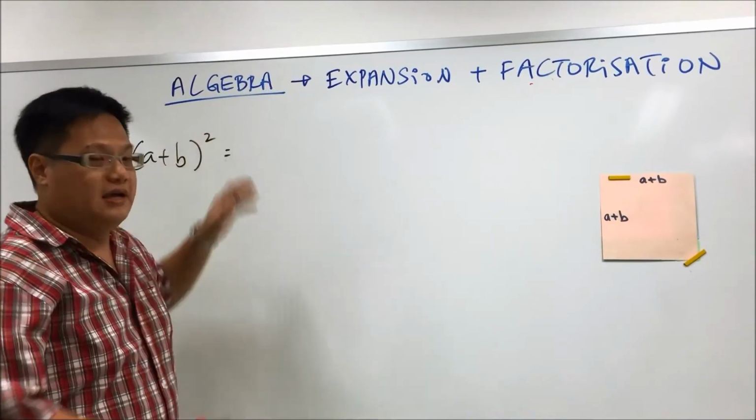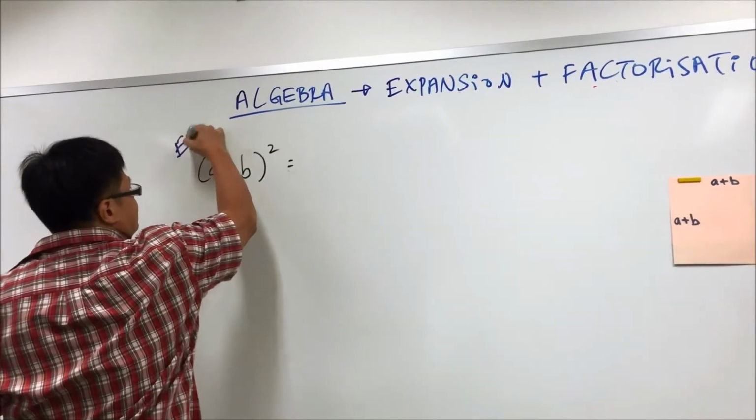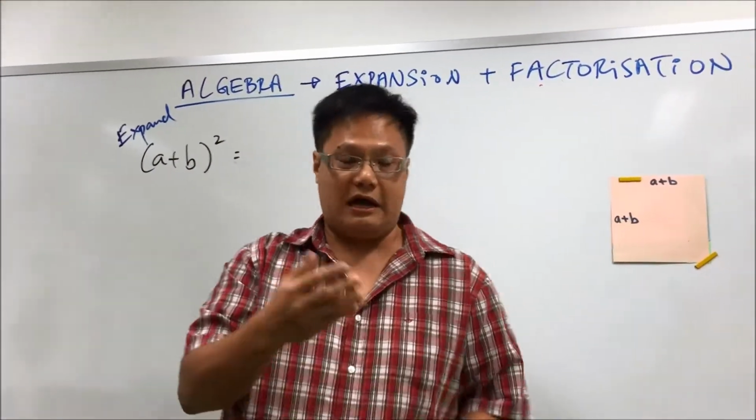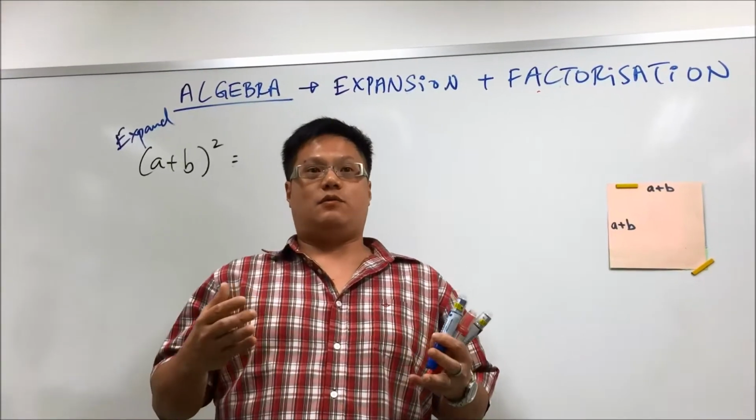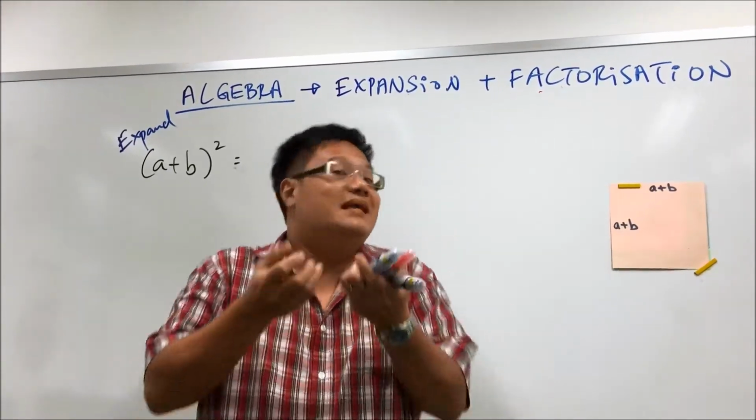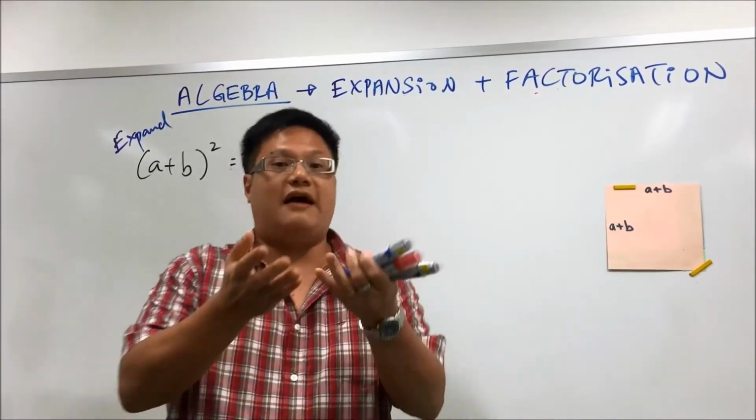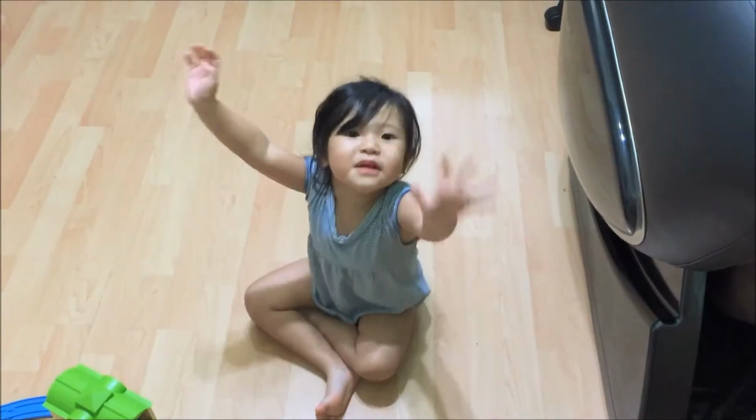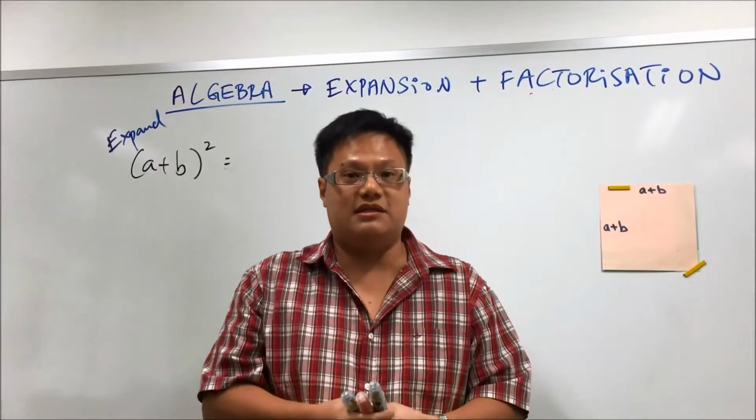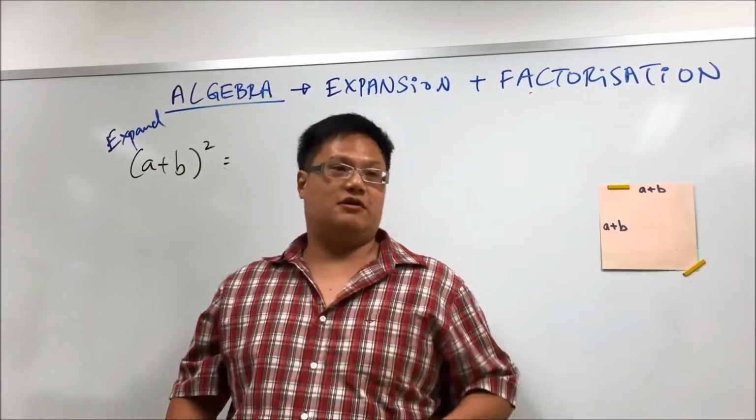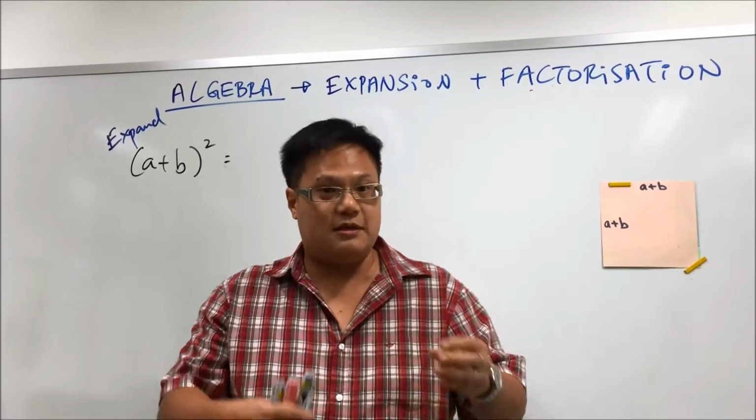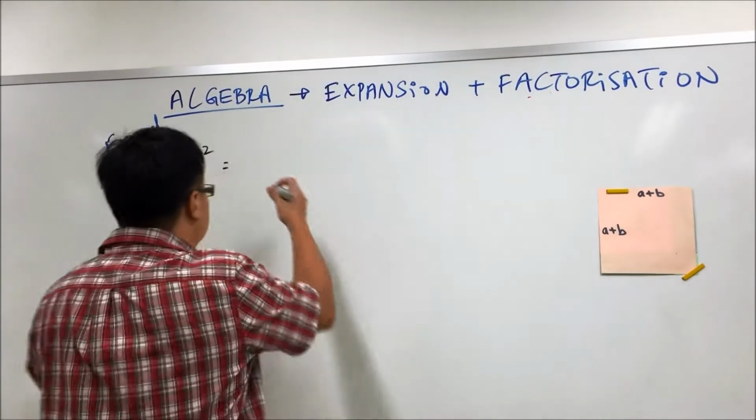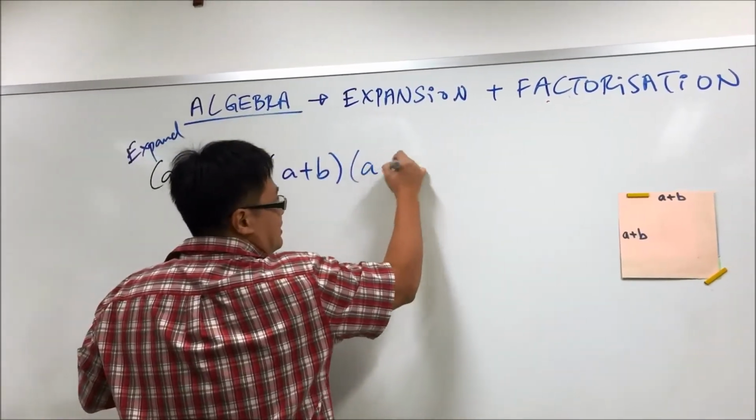I'll start with something that you girls are familiar with: (A plus B) squared. If I were to ask you to expand this, what will it be? In class, I always ask you, what does 5 squared mean to you? 5 squared is 25, but it means 5 times 5. What does P squared mean? It means P times P. So what does (A plus B) squared mean? It actually means A plus B times A plus B.